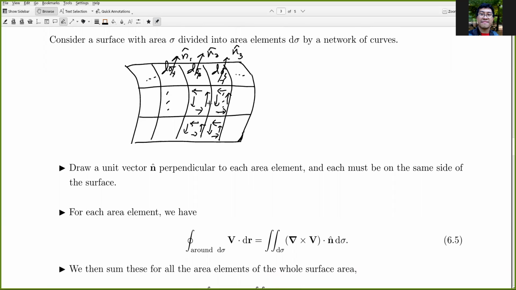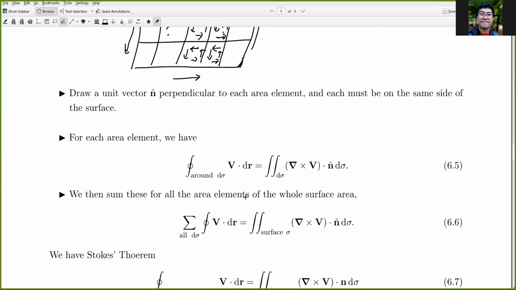the line integral here would cancel with the line integral here. The line integral here would cancel here. This would cancel. This would cancel. Which means that all interior lines will have their line integrals canceled. What are left would be the circulations on the edges or the boundary.